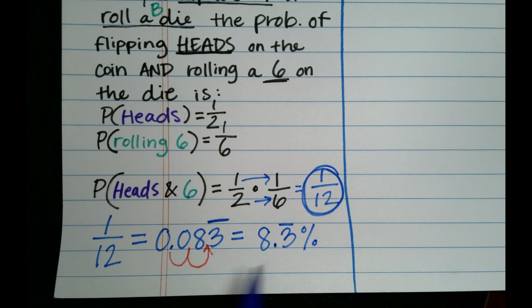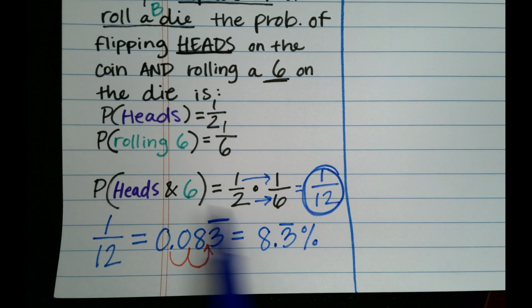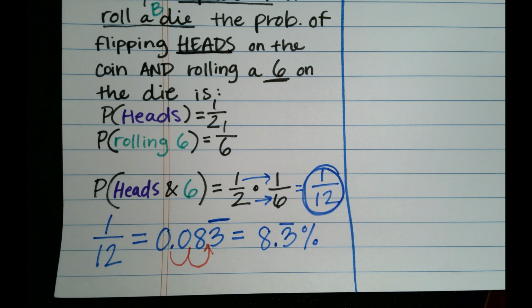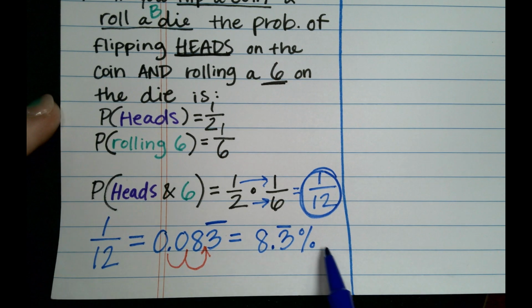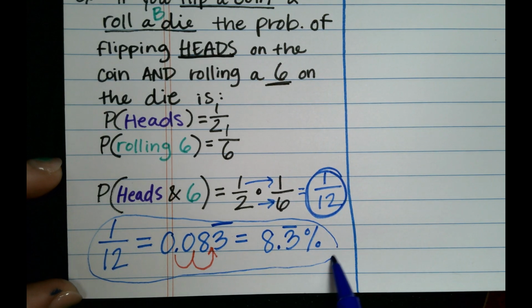Will you always only move it 2 spaces? Yes, that will never change. To change a decimal to a percent, you just move the decimal 2 spaces to the right every time. So the probability of heads and 6 happening is 8.3%. Kind of neat. You can do this for anything. So there's our first example. We'll do some more notes later.